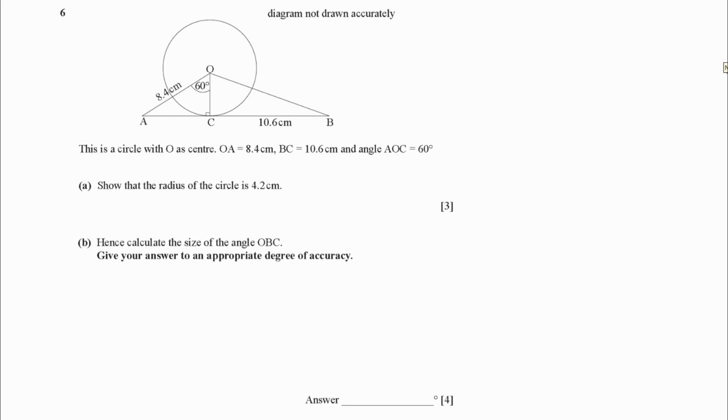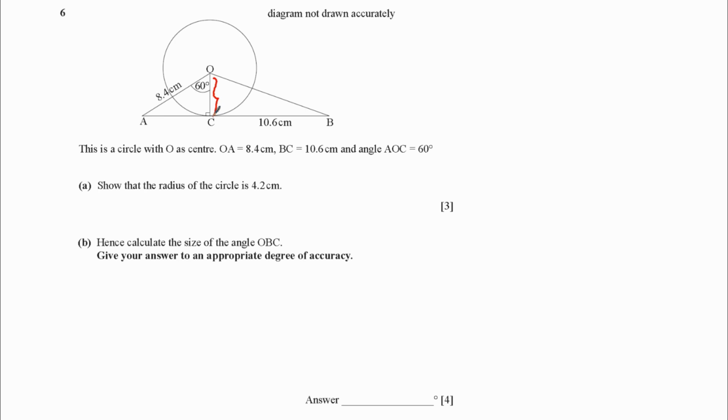So the next question is a geometry question, and this is a circle with O as center. We have an image in here. OA is 8.4 centimeter, BC is 10.6 centimeter, and angle AOC equals 60 degrees. Show that the radius of the circle is 4.2 centimeter. Now the radius of the circle is OC.